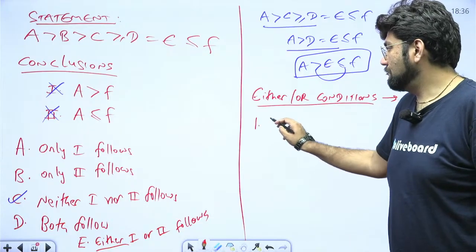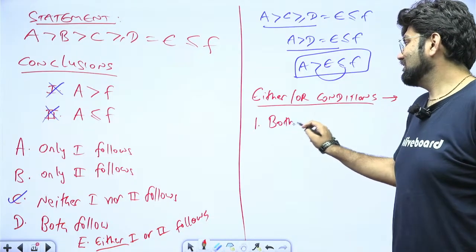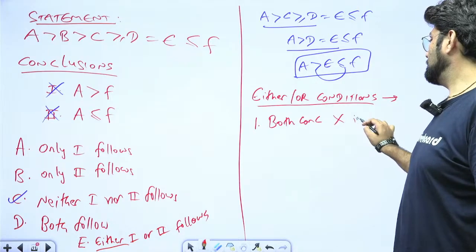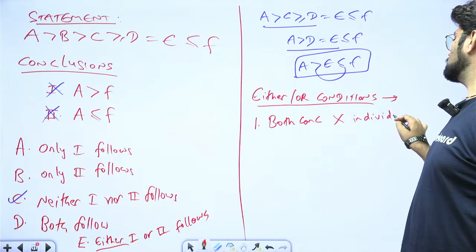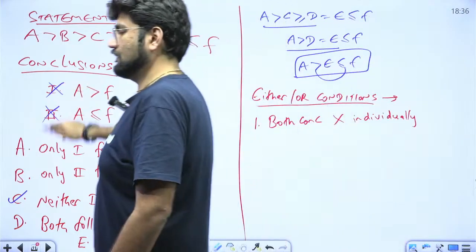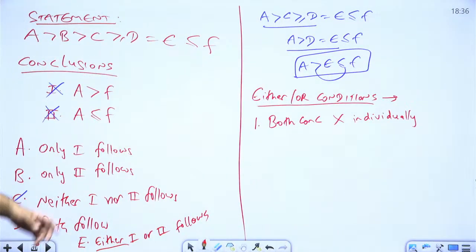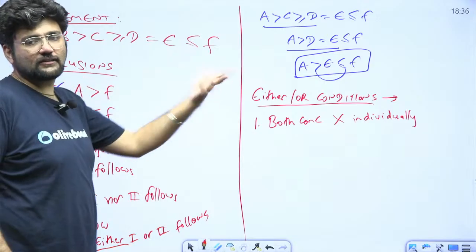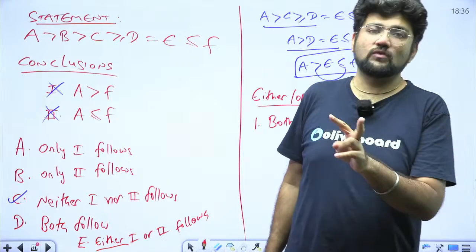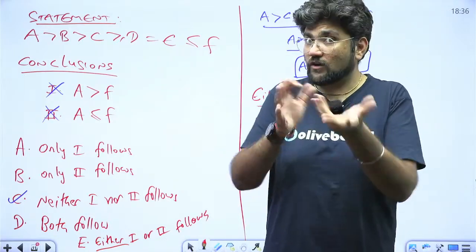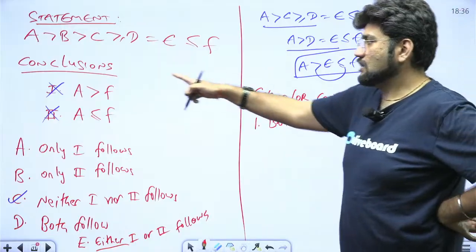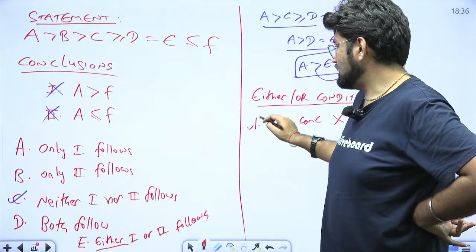Condition number 1: both conclusions should be incorrect individually. Is it right? Yes, that's right. Even if one of them was found to be correct, then either or is never going to work. For either or to work, both of them should be incorrect individually. Only then will you club them together and say that one of them can be right if I take both of them together. Condition number 1 is satisfied? Yes. When 1 is satisfied, you go to 2.